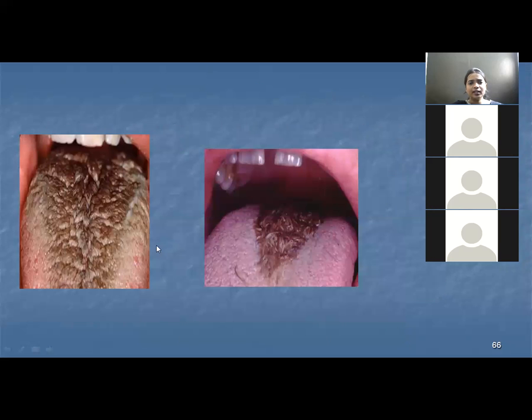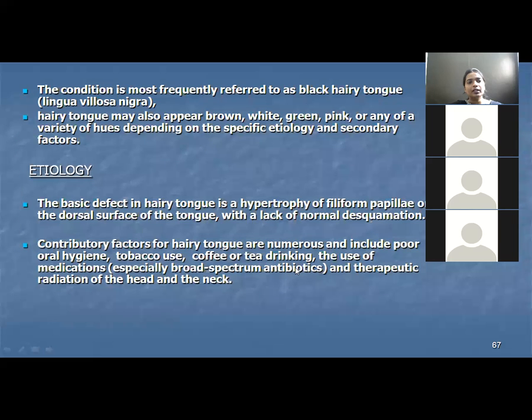These are all clinical features. See, the hypertrophy of the filiform papillae is there. See the color of the lesion. It is a black lesion. Other color, green, is also there. The condition is most frequently referred to as black hairy tongue. It is also called lingua villosa nigra.